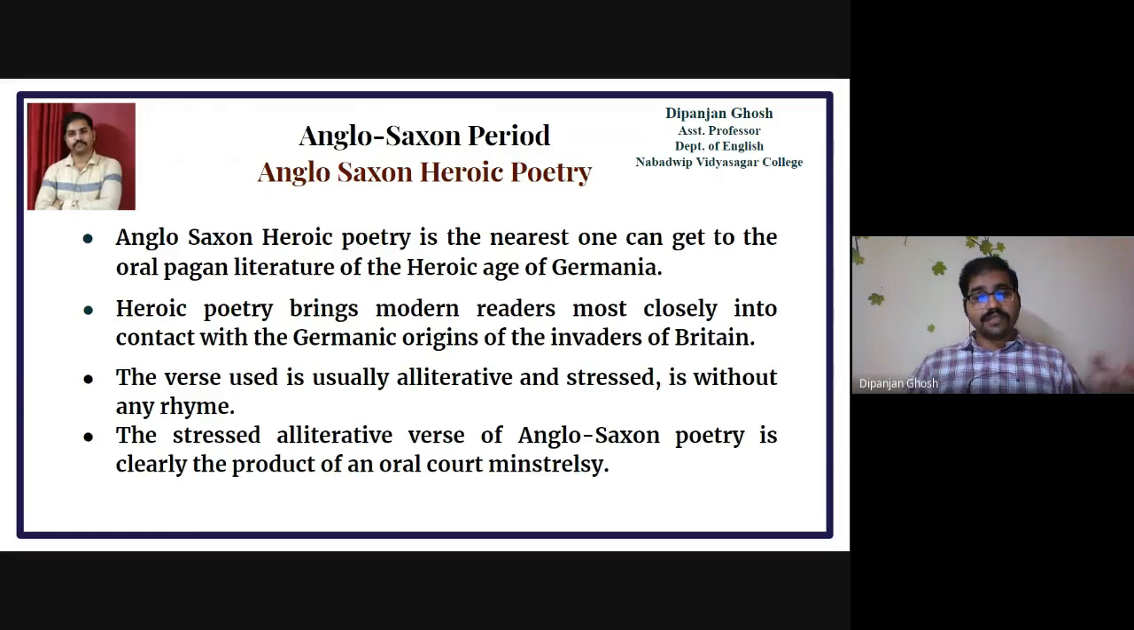The stressed alliterative verse of Anglo-Saxon pure poetry is clearly the product of an oral court minstrelsy. That means it was to be heard, remembered and performed in places, and to be remembered in detail in future, being intended to be recited by the scop who frequented the halls of kings and chiefs, and sometimes even found service under one master. So that is the fundamental perspective of the heroic poetry.